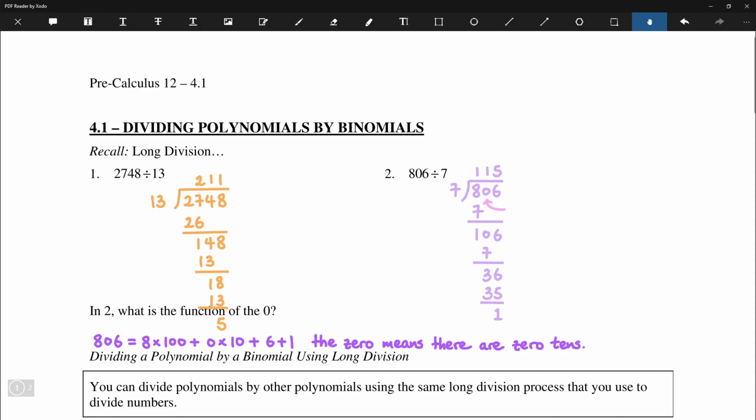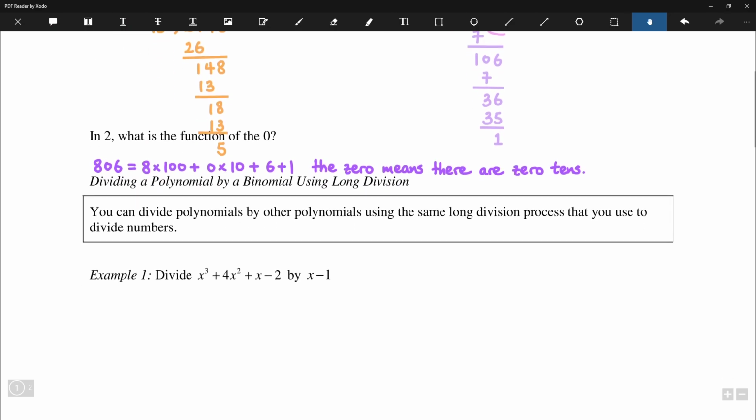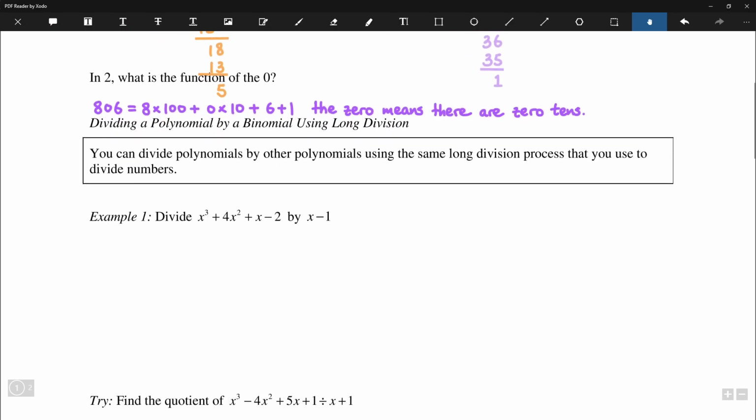Okay, so moving on. So we're going to use the same kind of long division process for dividing polynomials, just like we will with numbers. So in the first example here, we have x cubed plus 4x squared plus x minus 2. And this will be divided by x minus 1. So let's go ahead and write that in.